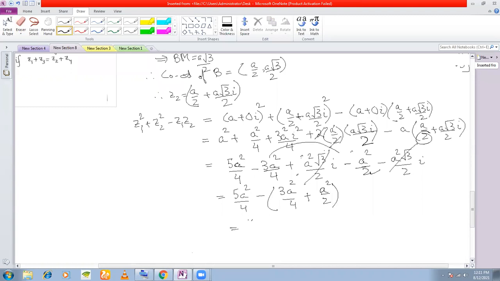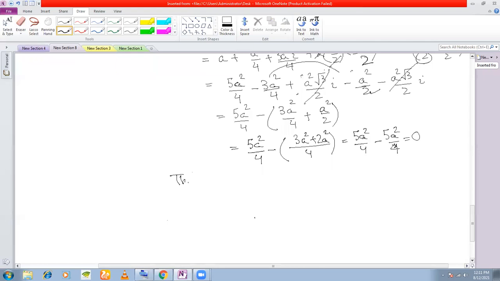Now you take the LCM. 5a square by 4 minus 4, 3a square plus 2a square, which is equal to 5a square by 4 minus 5a square by 4 equal to 0. So thus, what have we shown? Z1 square plus Z2 square minus Z1 Z2 is equal to 0. Hence, Z1 square plus Z2 square is equal to Z1 Z2. And that's the required proof.